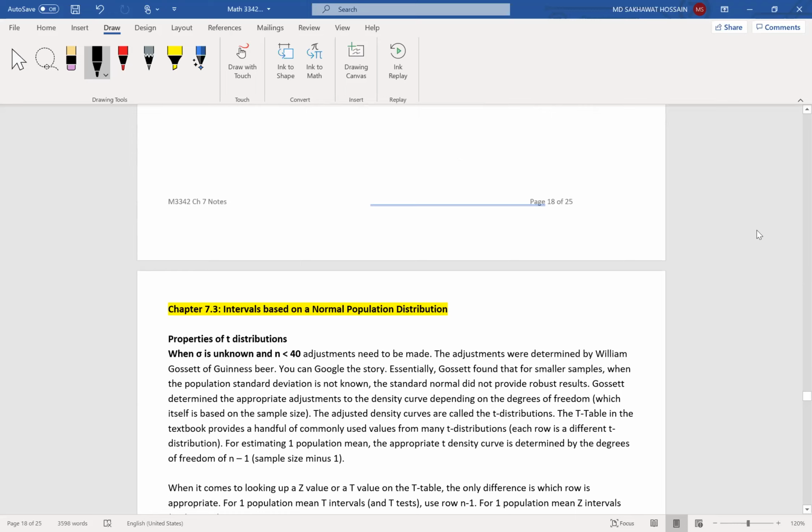So in this section, we have learned about the confidence interval, how to construct a two-sided confidence interval for the mean and also for the proportion, and a one-sided confidence interval for the mean and a one-sided confidence interval for the proportion.